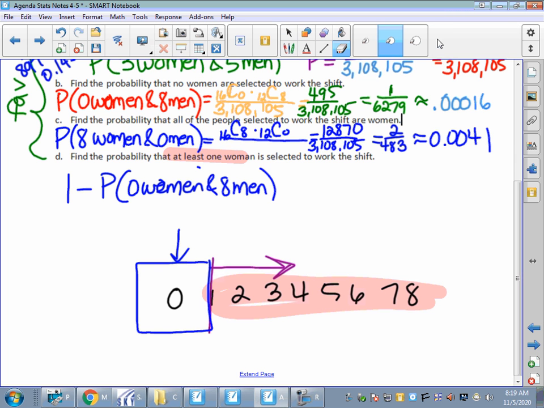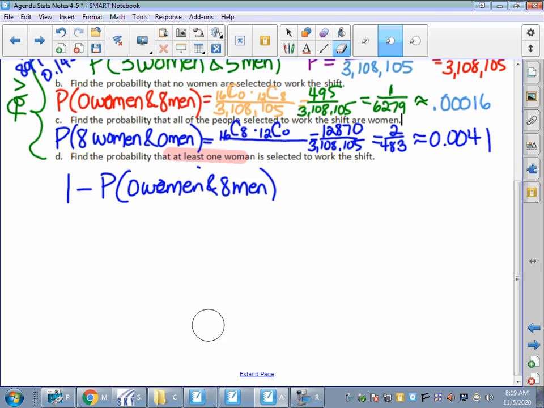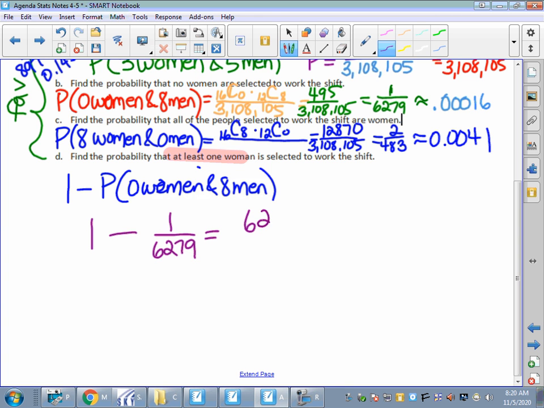I hope that you're looking up at problem B, because we already found the probability that 0 women and 8 men would be working, right? We found that that was 1 over 6,279. So if I'm going to make life easier, because that's what "at least 1" is supposed to do, I could instead do 1 minus that probability answer from letter B, 1 over 6,279, and I'd have myself an answer of 6,278 over 6,279.